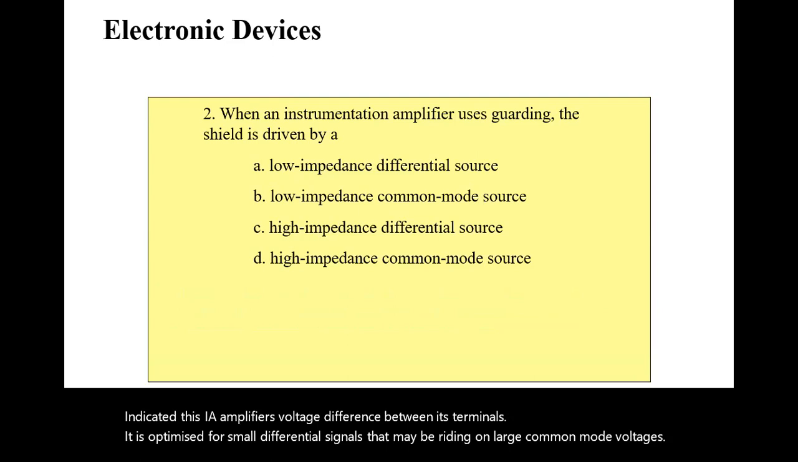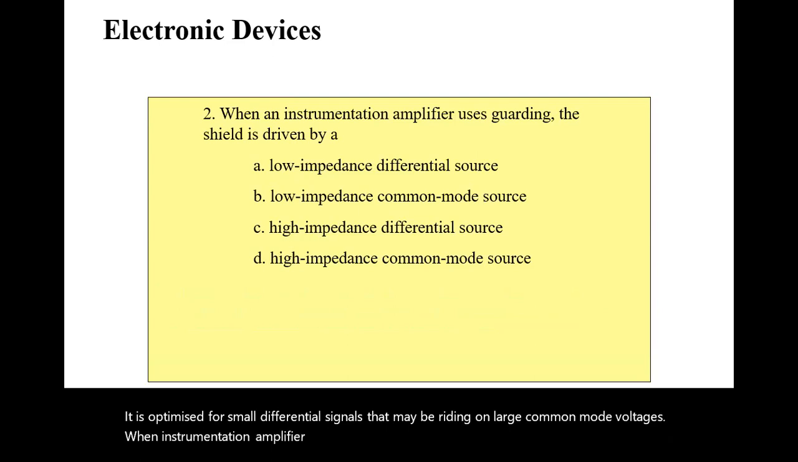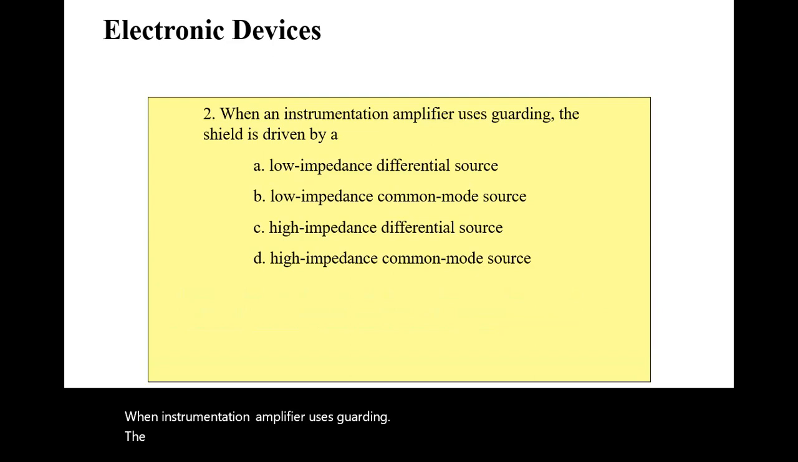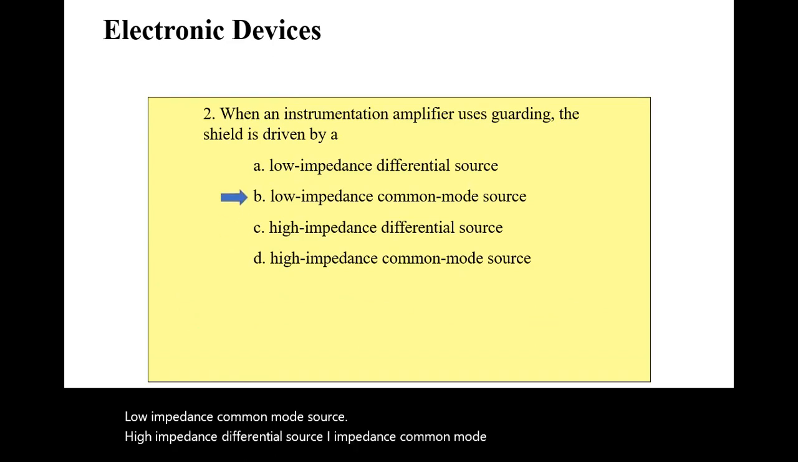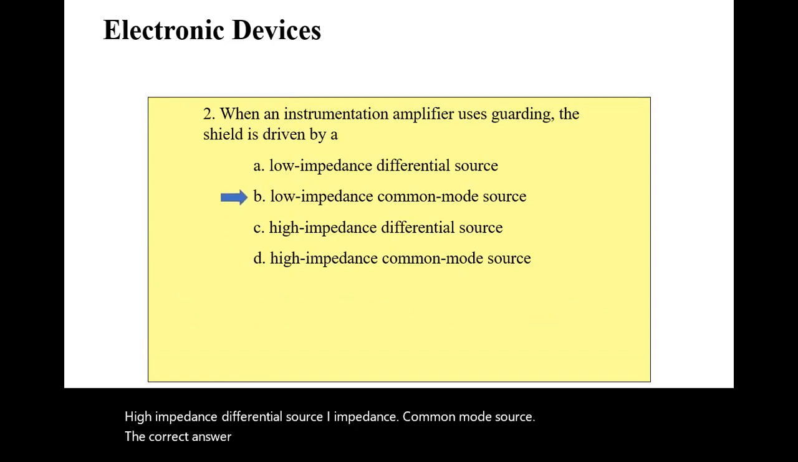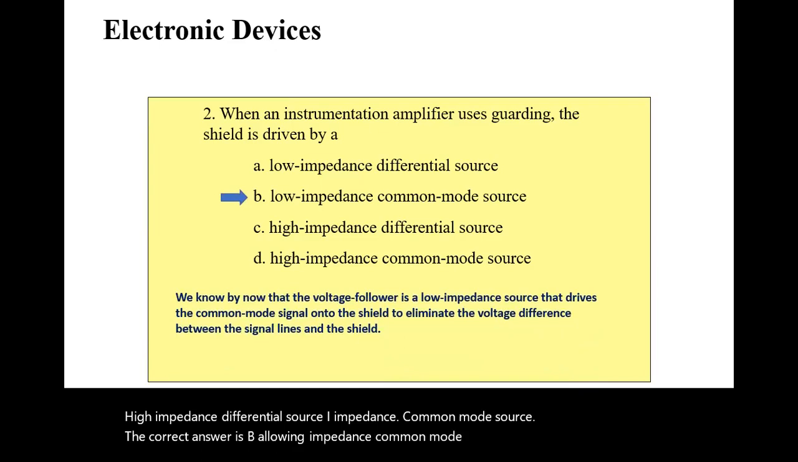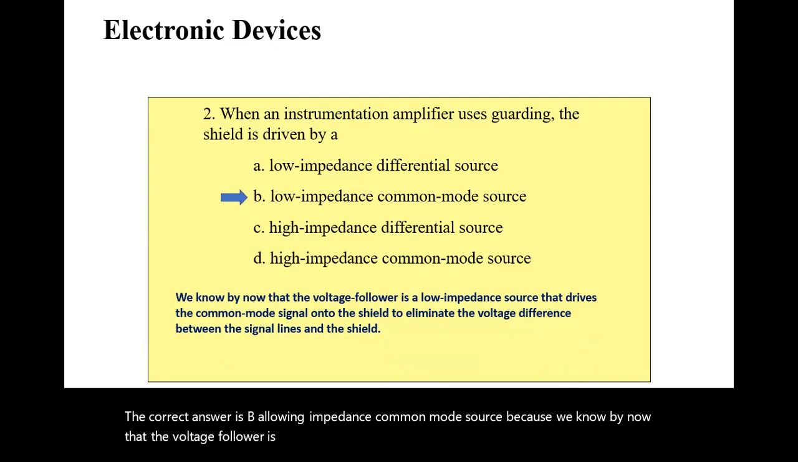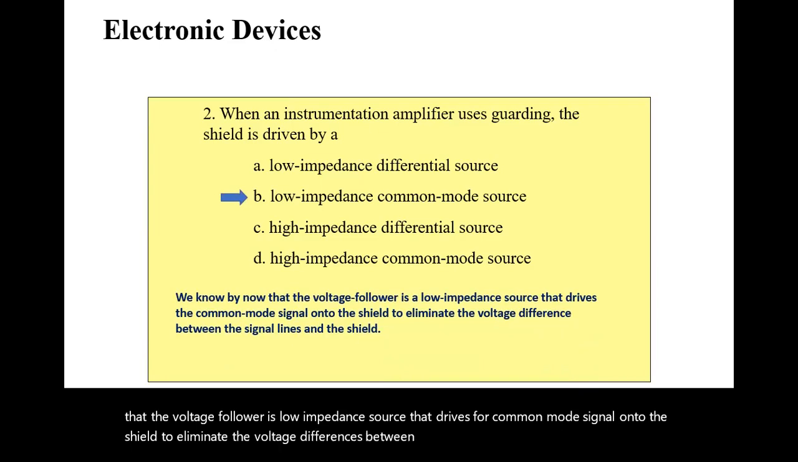When the instrumentation amplifier uses guarding, the shield is driven by a low impedance differential source, low impedance common mode source, a high impedance differential source, a high impedance common mode source. The correct answer is B, a low impedance common mode source, because we know by now that the voltage follower is a low impedance source that drives the common mode signal onto the shield to eliminate the voltage differences between the signal lines and the shield.